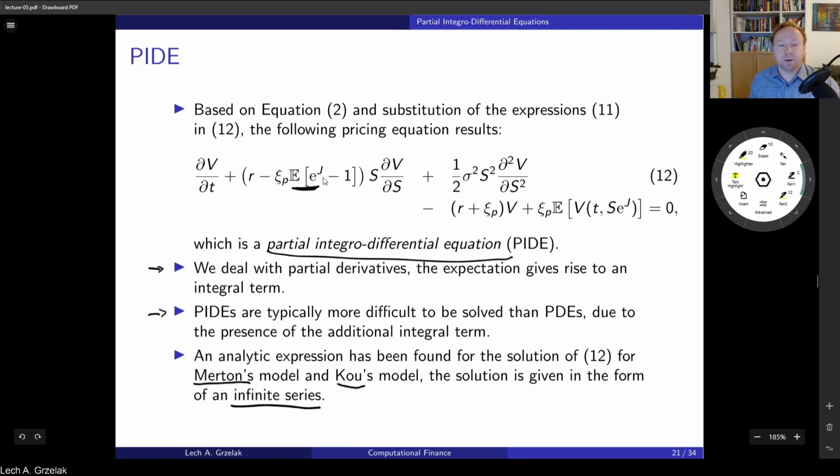So in general, in this case, we haven't specified the dynamics or the distribution for J. We just say it is a random variable. This is why we also have this generic expression for an expectation. Once J is specified, in some cases, we can solve this expectation in terms of infinite series.